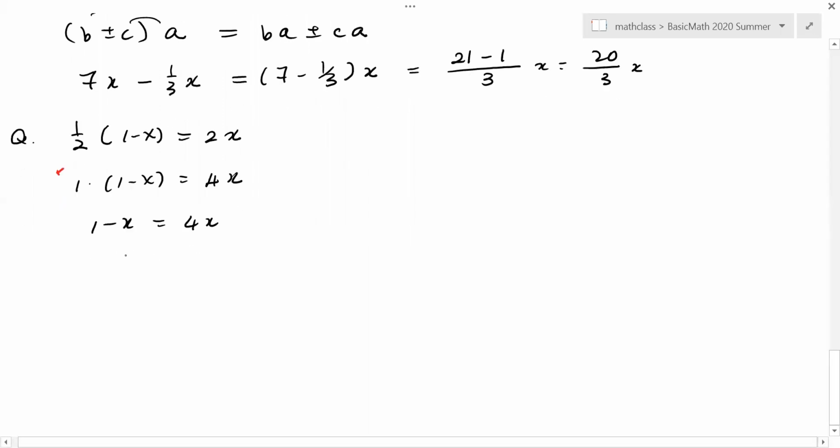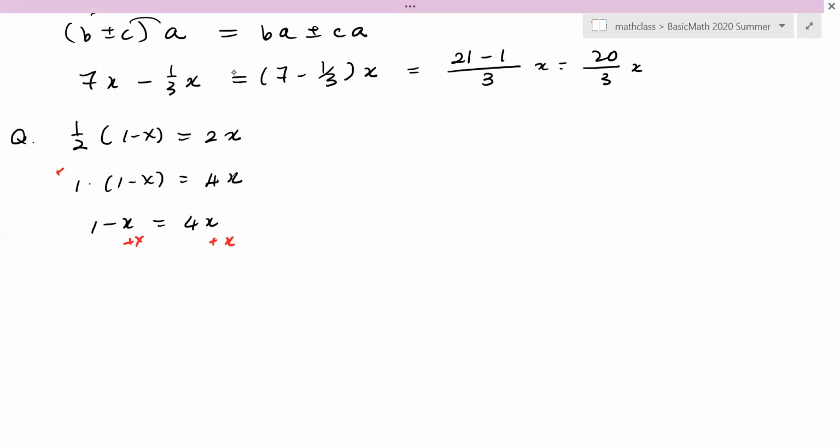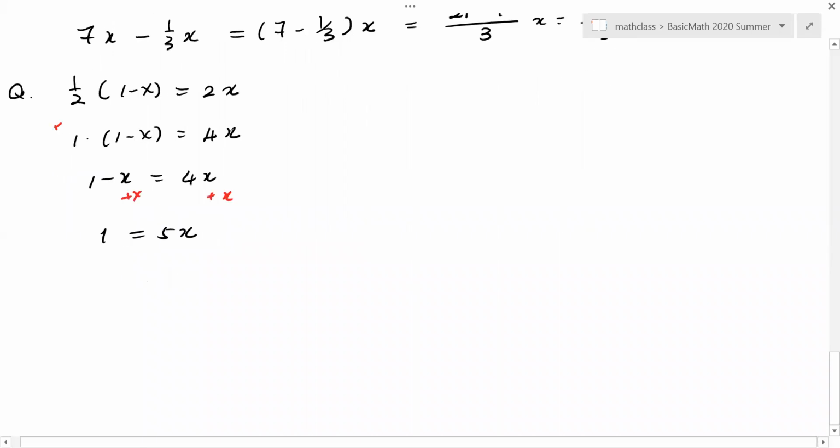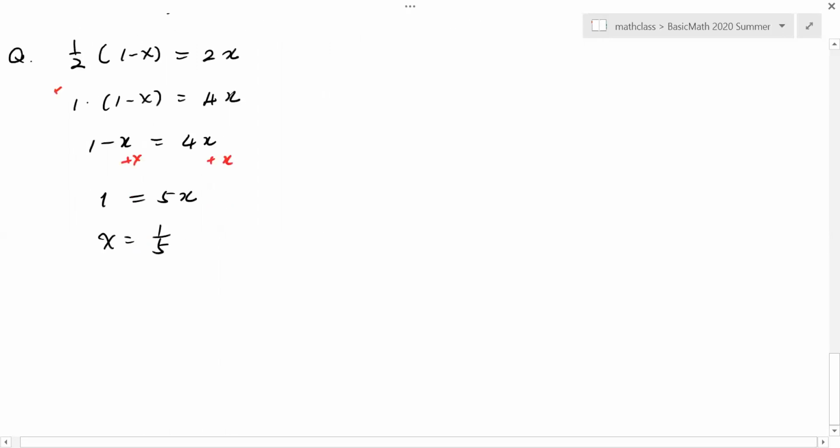Now you can add x to both sides. Okay, if you add x to both sides, you will get 1 equals 5x. Okay, and then x is going to be 1 over 5. Okay, x is going to be 1 over 5.